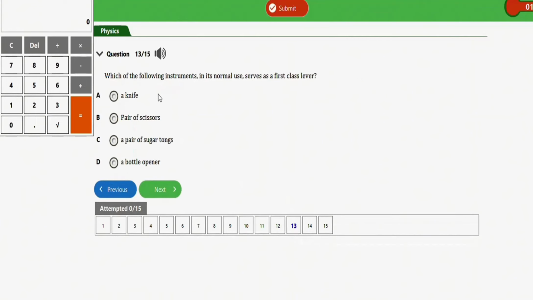So this question says, which of the following instruments in its normal use serves as a first class lever? We have a knife, we have a pair of scissors, we have a pair of sugar tongs, we have a bottle opener. So the correct option to this question will be option B, which is the pair of scissors. The next repeated question will be this one.